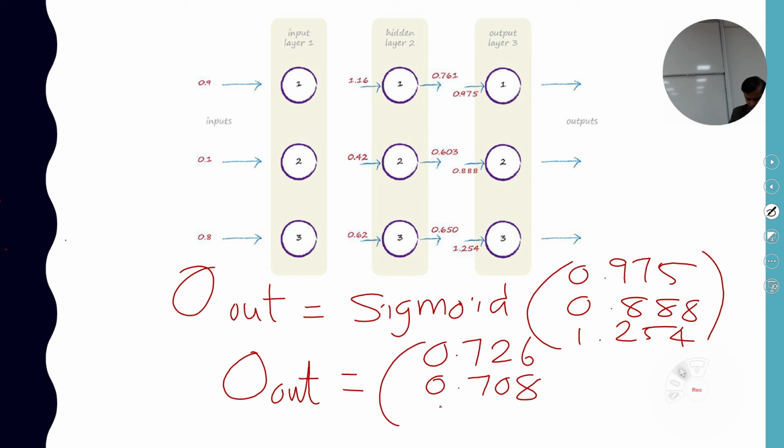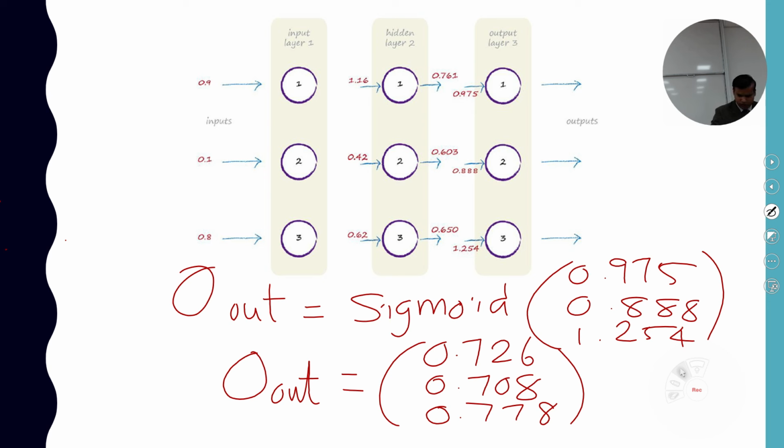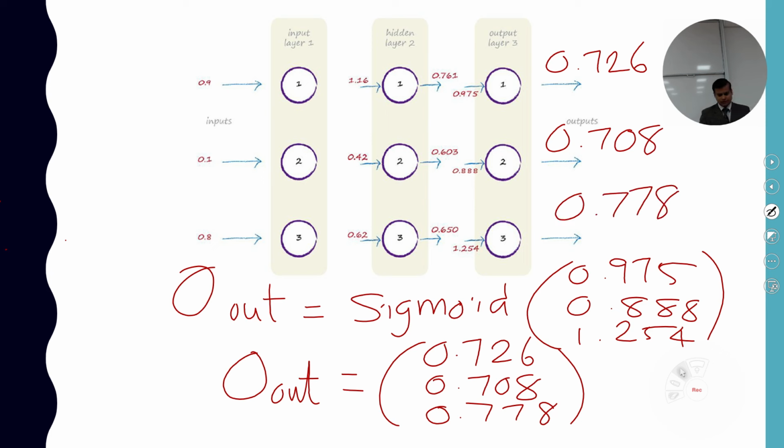and going to be 0.728. So until you got it clearly how we got each input and each output of each layer. So eventually this is what you're going to get. Output is going to be 0.726, 0.708, 0.778. So this is an important part.